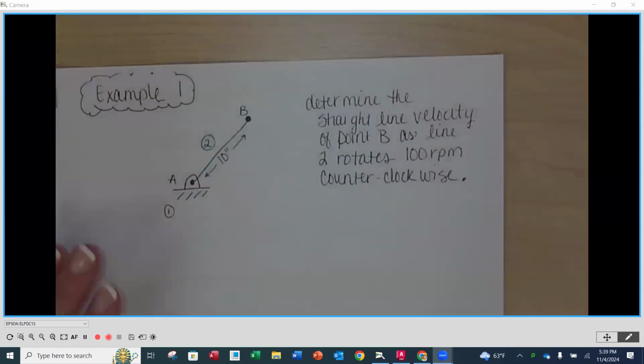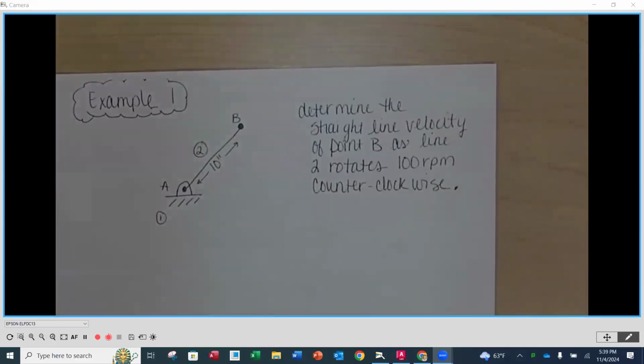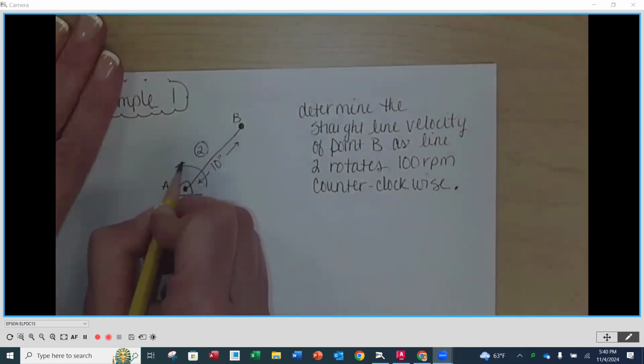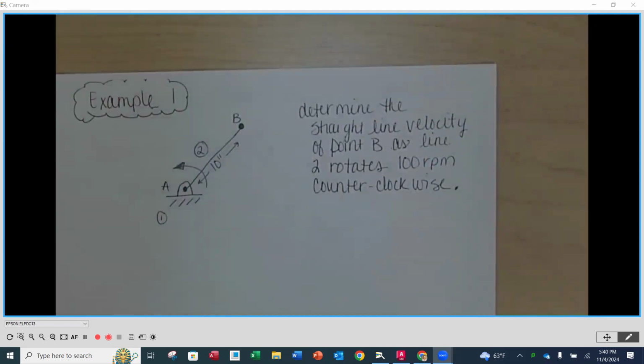So here's our first example. We want to determine the straight line velocity of point B as link 2 rotates 100 RPMs counterclockwise. You're going to notice that link number 2 is attached to our frame number 1. The center of rotation here is going to be point A. It's telling us that this link, that point B is on the end of, rotates at 100 RPMs counterclockwise. So that means this whole link is rotating counterclockwise like this.